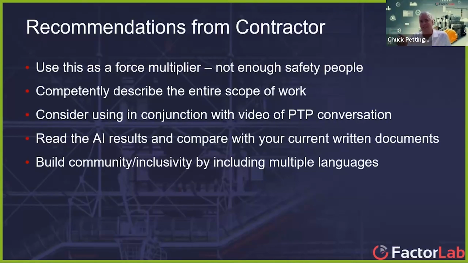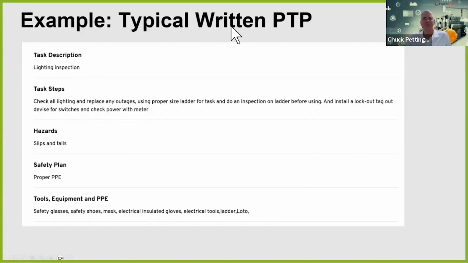Now, what we did is we took the written pre-task plan and compared it with the AI results. Here's the typical written PTP. What are you doing? Lighting inspection. What are we doing? Checking all lighting, replacing outages, using a polarizer. What's the hazard? Slips and falls. What's the safety plan? Wear proper PPE. Safety glasses, shoes, masks. Yeah, just wear PPE, right?